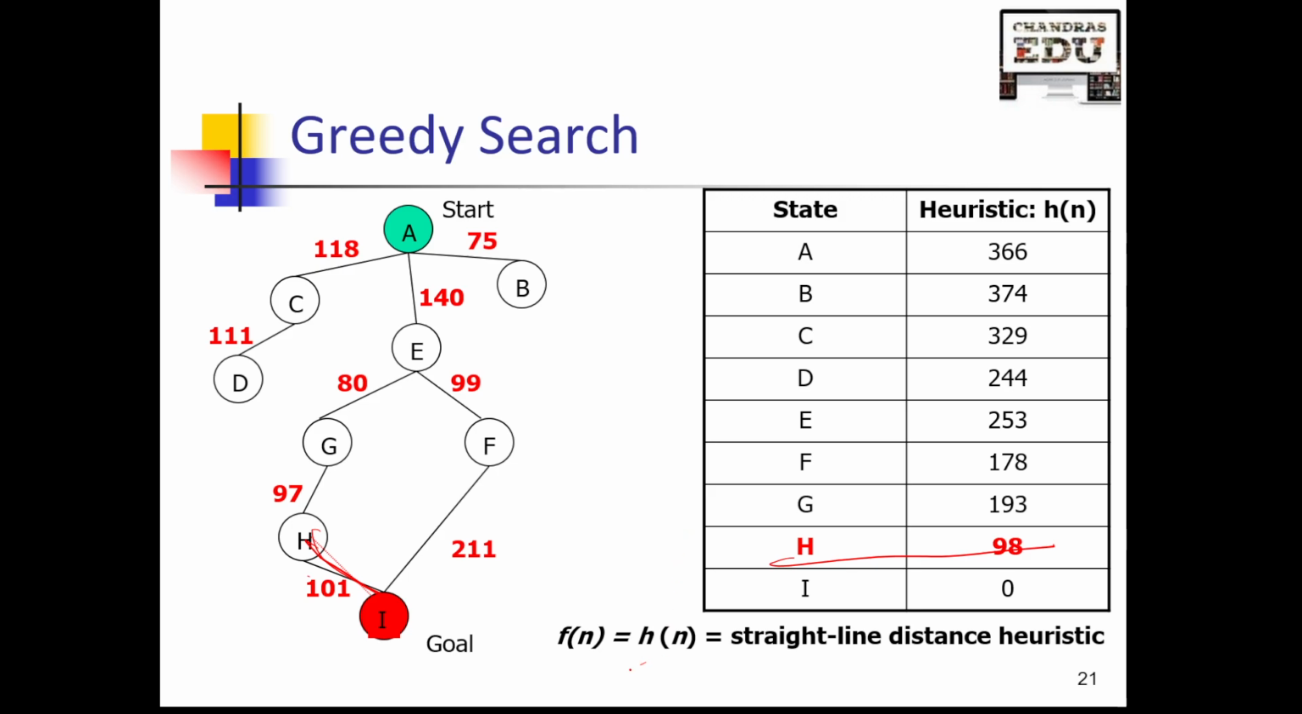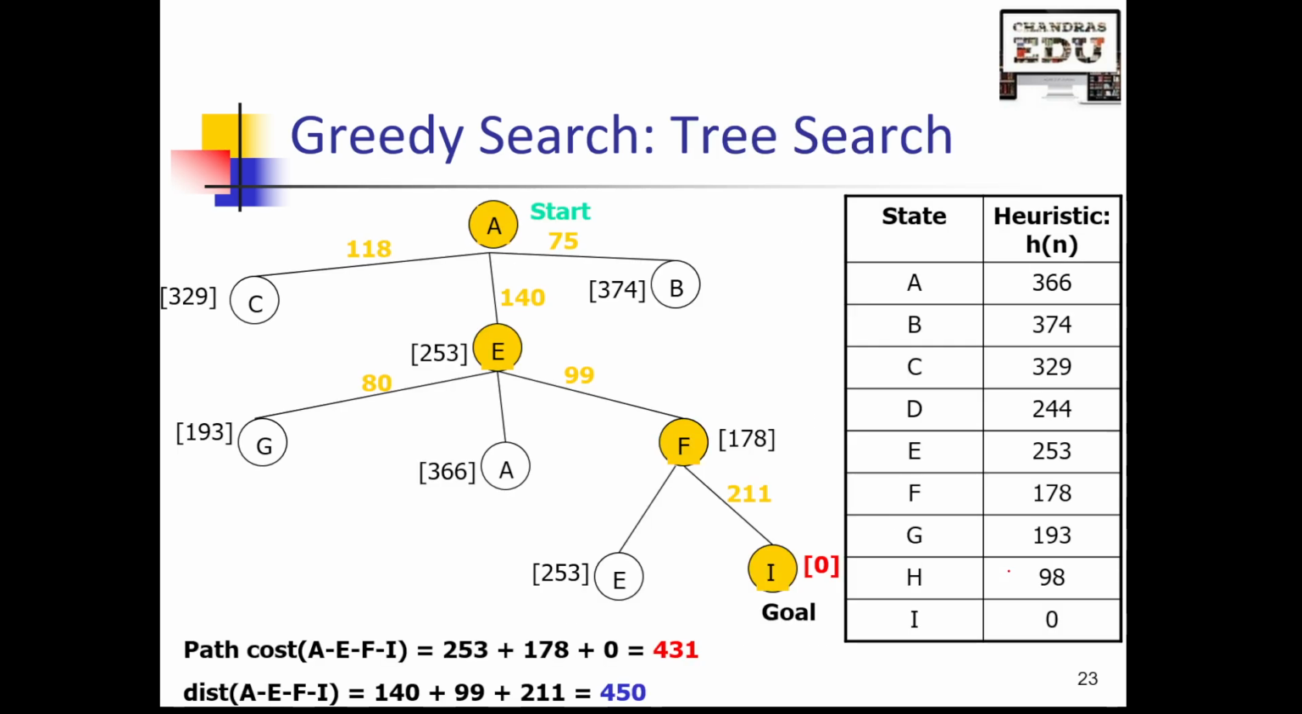Here the straight line distance is considered as the heuristic function. So the heuristic function can be different from the path cost. Next, if we take the node I itself, as there is no distance at all, it is nothing but 0. So now we need to search the tree to find the solution using the heuristic function.